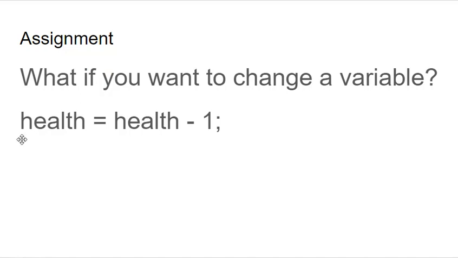You could write something like this: health equals health minus 1. So this would subtract 1 from health. Remember, the single equal sign means take the thing on the right and assign it to the thing on the left. So the right side of this statement says, okay, get the value of health, subtract 1 from it, and then where do I store that? Oh, in health, right? So it's load the value of health, subtract 1 from it, and then store the result back in health. So that would be how you could change a variable, by subtracting 1 from it.